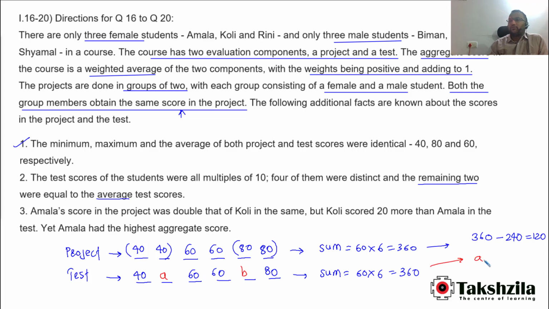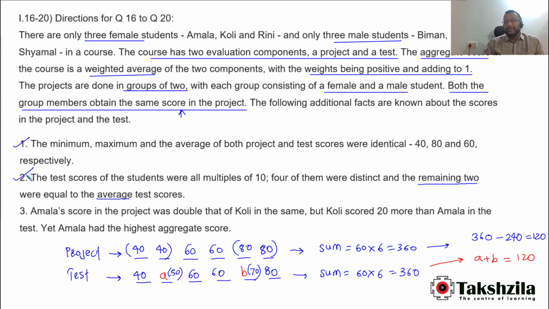So over here the value of A plus B is supposed to be how much? Total sum is 360. From 360 we need to subtract 240, which gives 120. The minimum possible score is 40, so we cannot use a number less than 40. We cannot use 40 also, because A and B cannot be equal to 40 and 80. So the only possibility over here is 50 and 70. The value of A is going to be 50 and the value of B is going to be 70. So we are done with statement number 2.